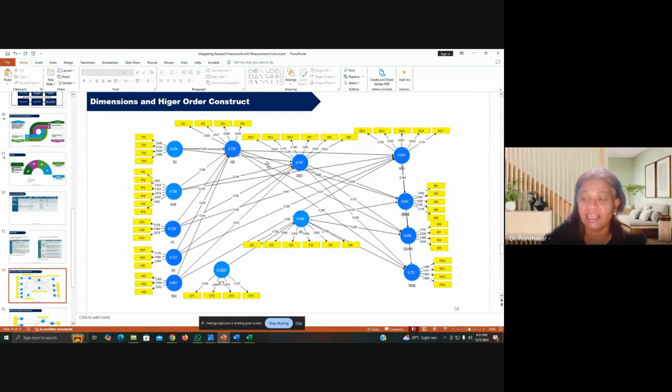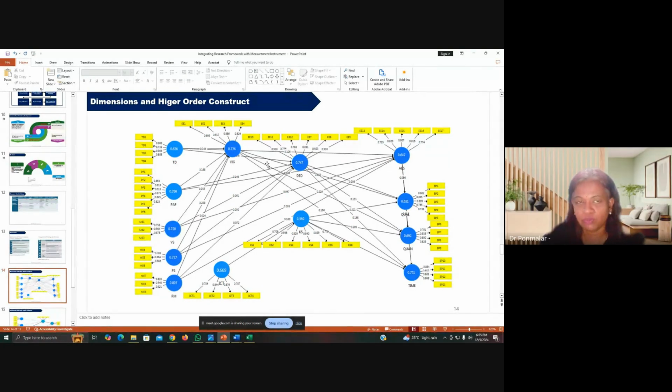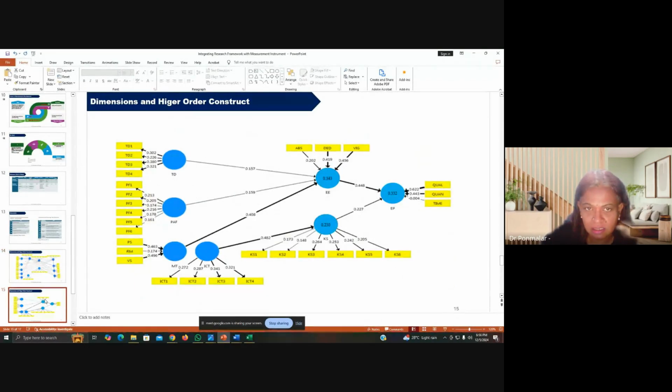This is the analysis in chapter 4 when you have dimensions. We call this a higher order construct in PLS. If any of your constructs has a dimension, when you go to Smart PLS, you have one extra step to be done. We call that higher order construct establishment. So this is how it looks. But if you don't have dimensions, it will be as simple as this. Do you understand?